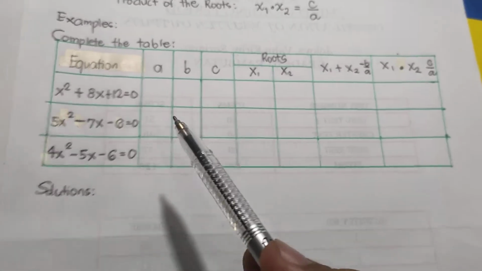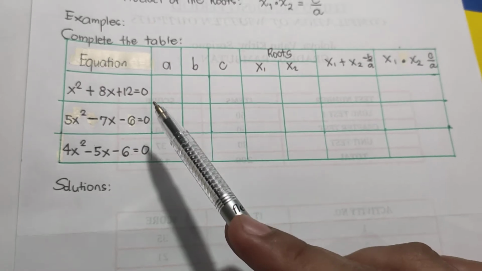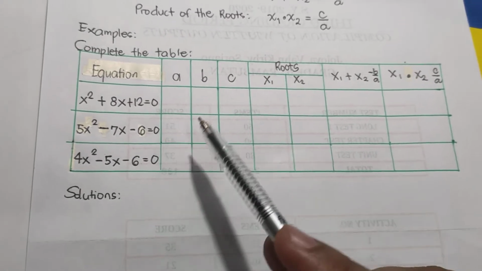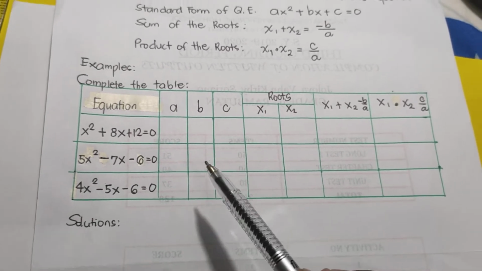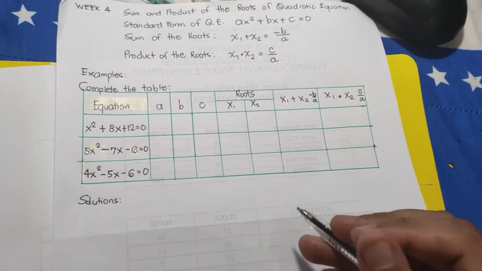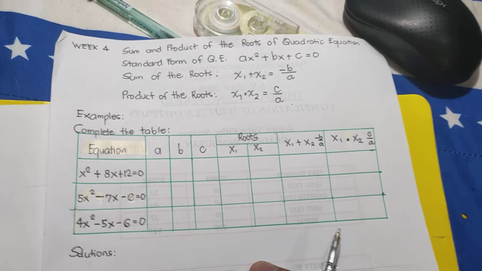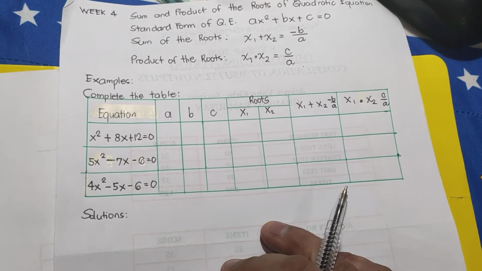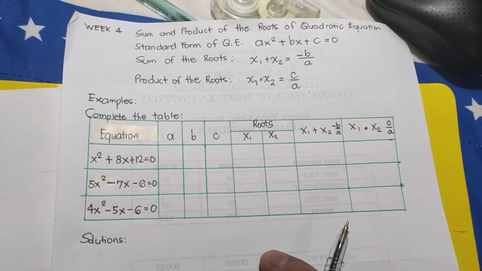Is number 1 in standard form? Okay, yes. How about number 2? Yes. How about number 3? Yes. So there's no problem anymore in the standard form of numbers 1 to 3 of my given. Okay. So this time you are going to get the values of A, B, and C.